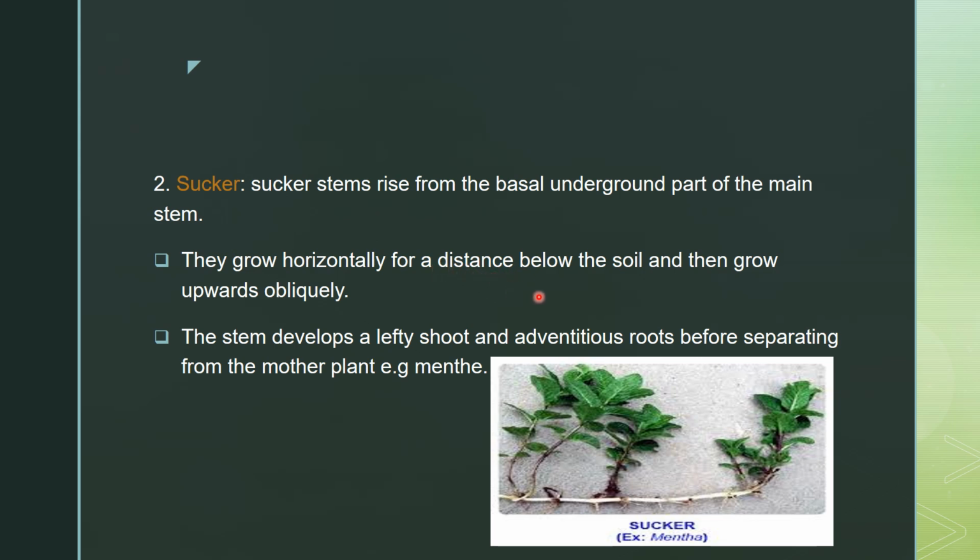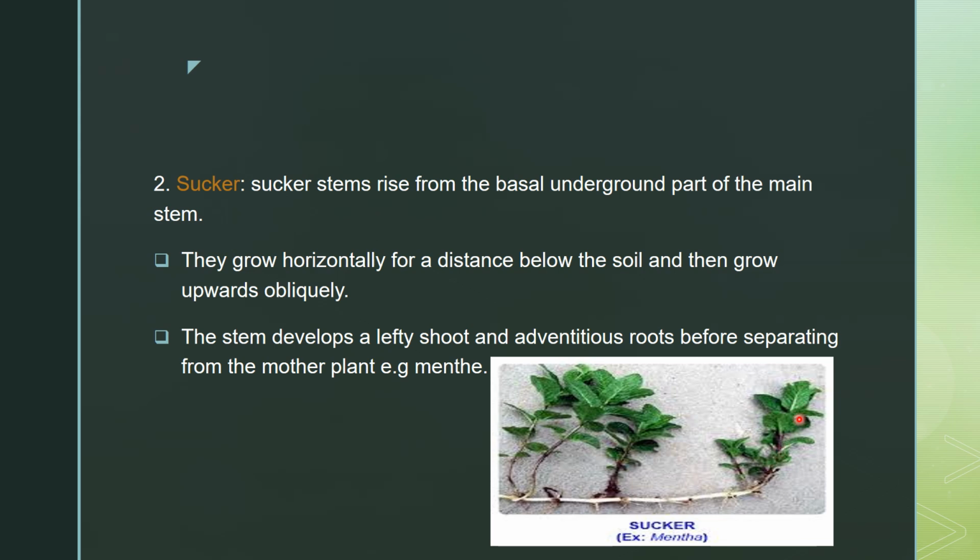below the soil. This is different from the runner, because the runner grows horizontally over the soil, but the sucker grows horizontally for a distance below the soil, and then grows upward obliquely. Then it arises over the ground, like the picture below.